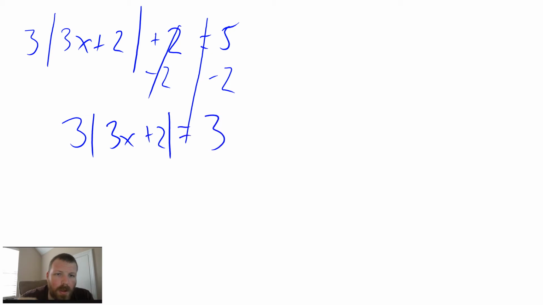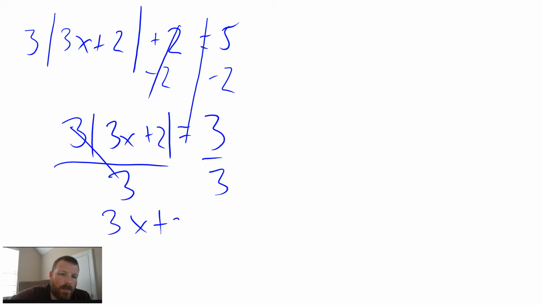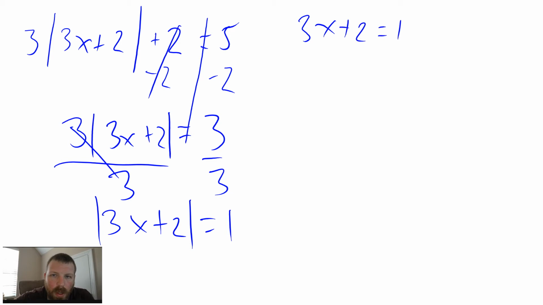equals 3. Now, again, like I said, you can't take that 3 and distribute it through. So what you have to do is divide both sides by 3. So you're left with the absolute value of 3x plus 2 equals 1. Now, like we talked about earlier, we have to set up the two equations where 3x plus 2 is equal to 1 and 3x plus 2 is equal to negative 1.